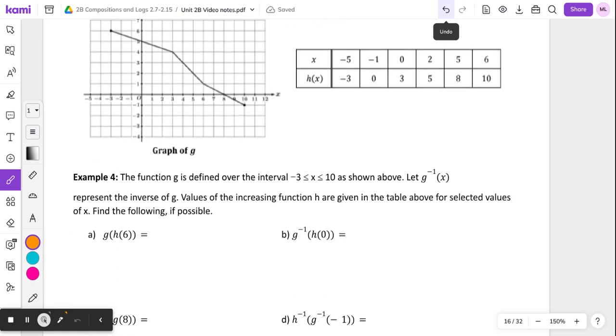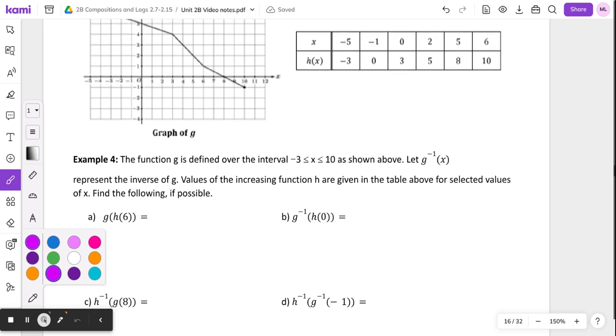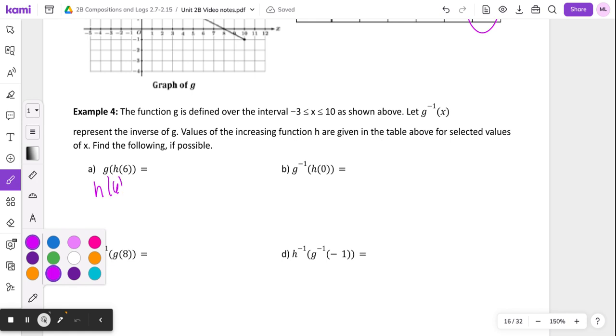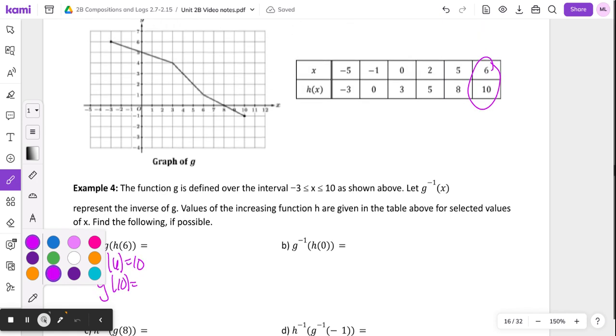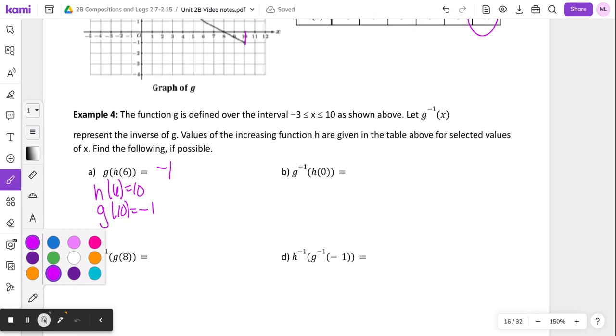All right, we got two functions given to us here. g is in the graph, h is in the table. g of h of 6. So h of 6 is 10. Now we do g of 10. So input 10, output -1. So make sure you always go back and label the g of h of 6 answer for that part.